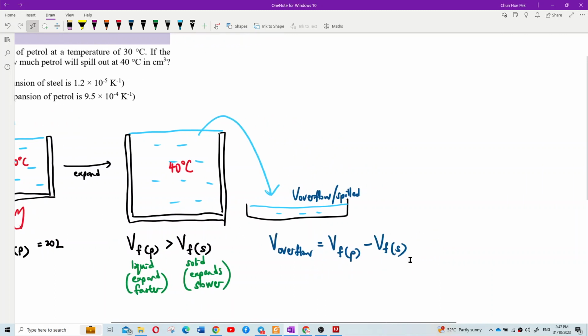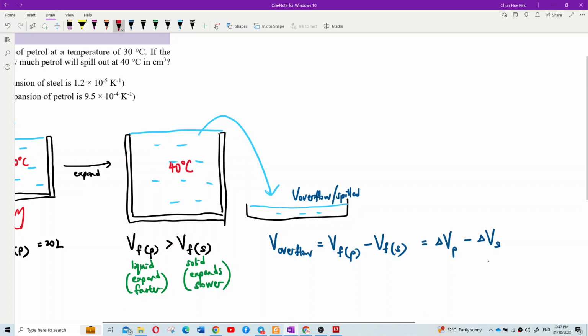Or you can also use this: the change of volume of petrol minus the change of volume of steel tank. That also works.